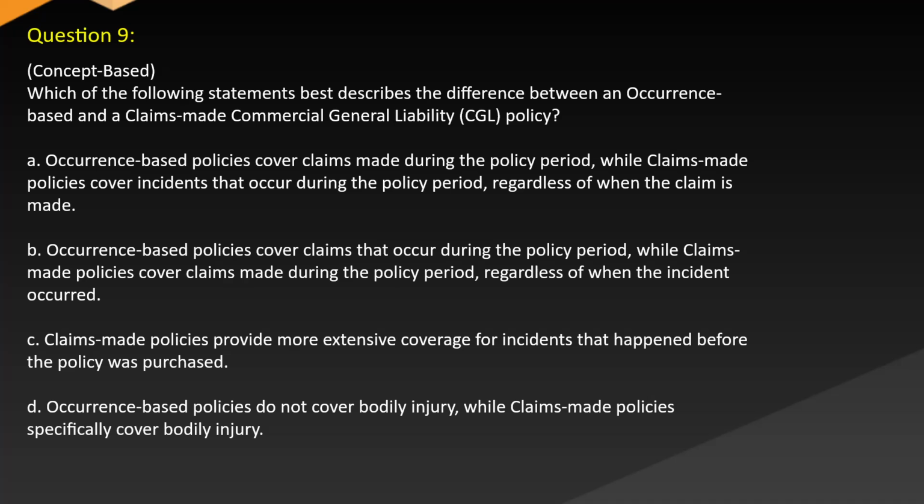Question 9. Concept-based. Which of the following statements best describes the difference between an occurrence-based and a claims-made commercial general liability (CGL) policy? A. Occurrence-based policies cover claims made during the policy period, while claims-made policies cover incidents that occur during the policy period, regardless of when the claim is made. B. Occurrence-based policies cover claims that occur during the policy period, while claims-made policies cover claims made during the policy period, regardless of when the incident occurred. C. Claims-made policies provide more extensive coverage for incidents that happened before the policy was purchased. D. Occurrence-based policies do not cover bodily injury, while claims-made policies specifically cover bodily injury.